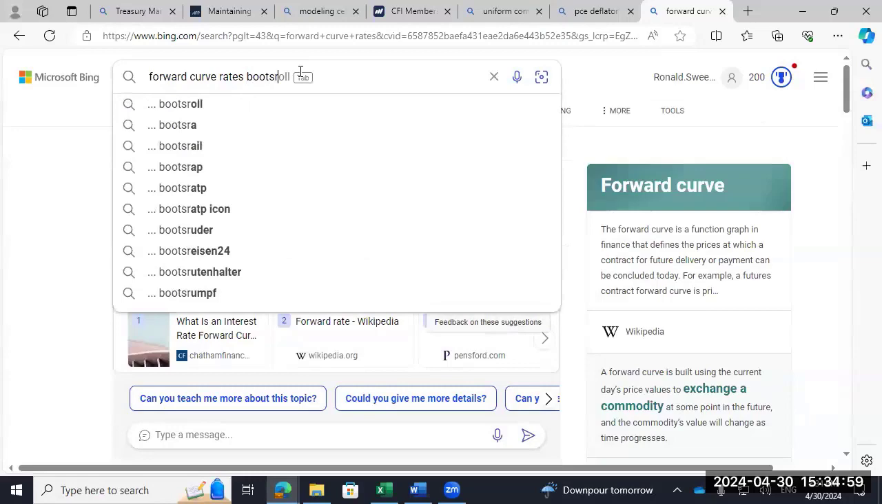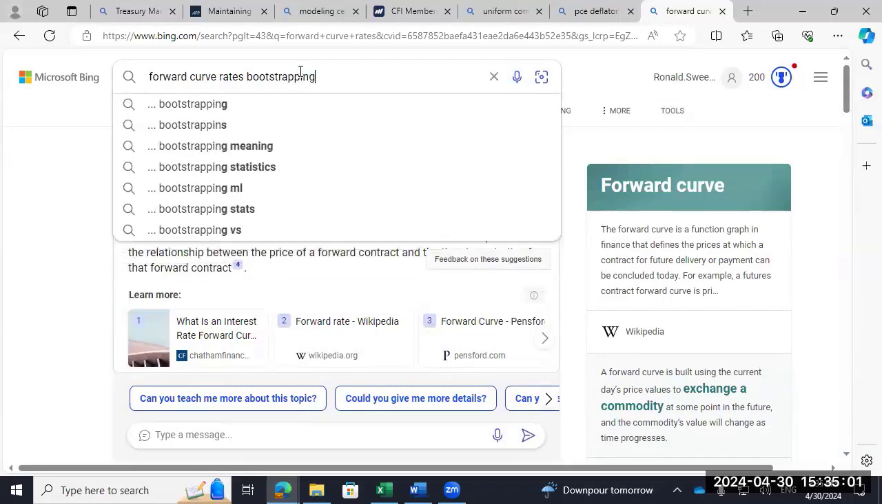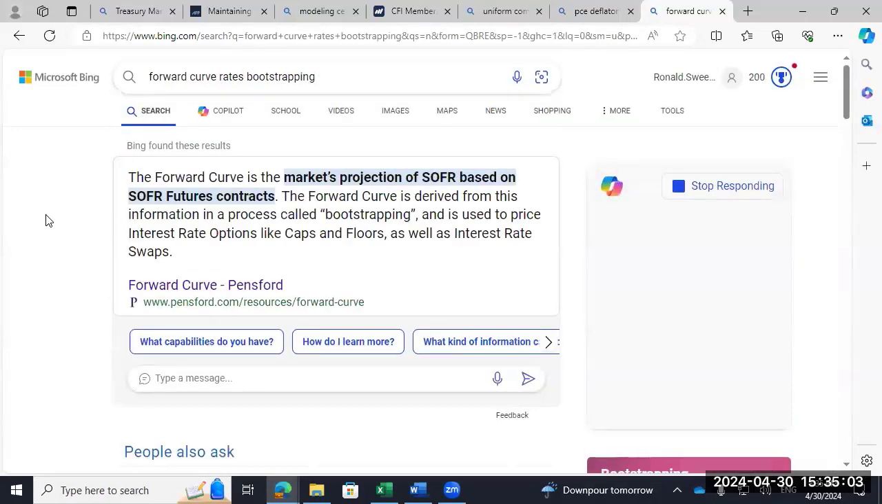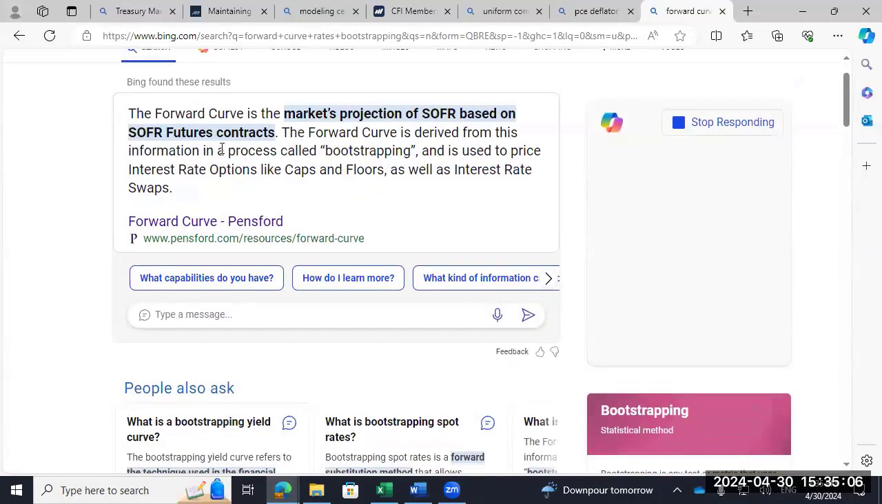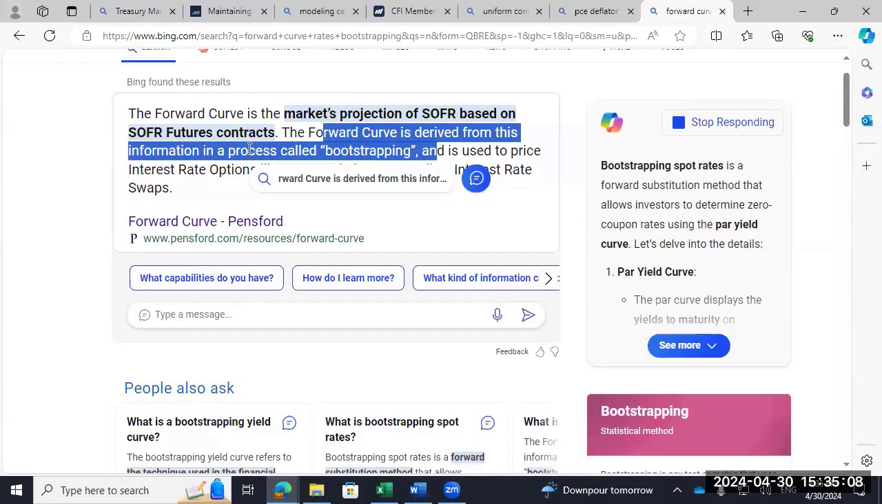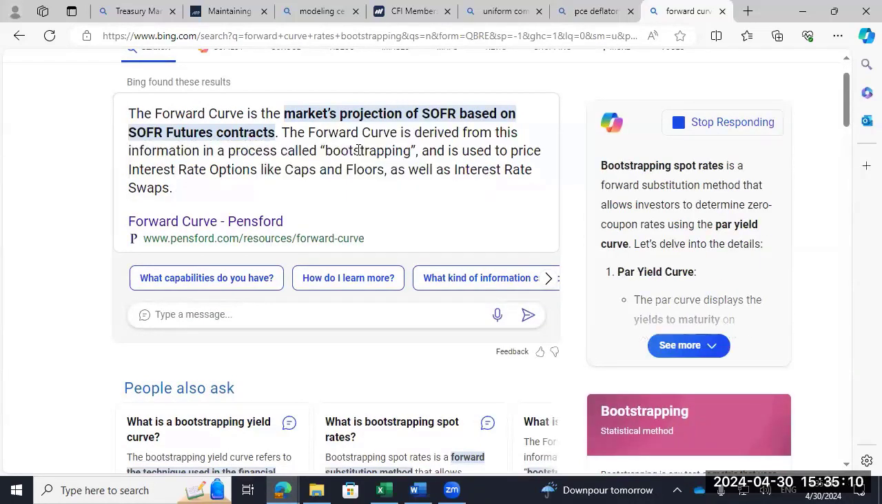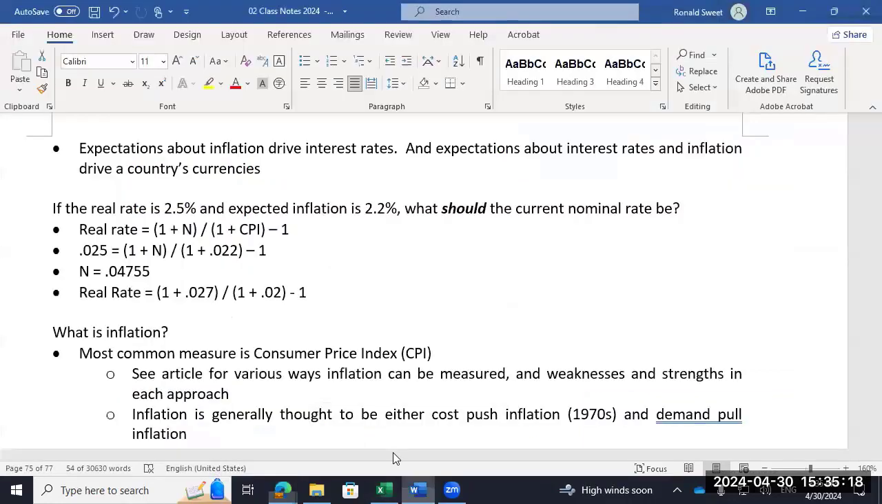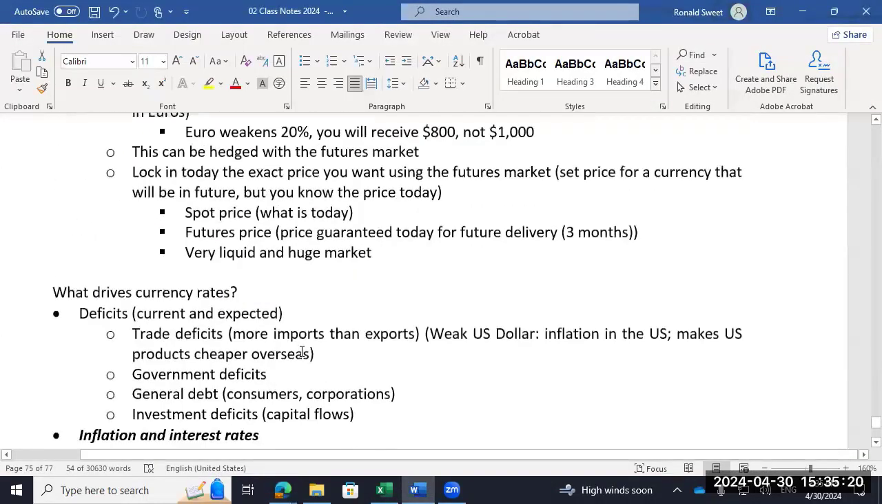Bootstrapping is my term, but I do think people use it. The forward curve is derived from this information through bootstrapping. If you don't know how to bootstrap the yield curve, let me know and I'll send you the videos. You can teach yourself in about 20 minutes how to do it. If I were an actuary major, I'd learn how to do it too. It's pretty powerful. So we're not going to do currency.